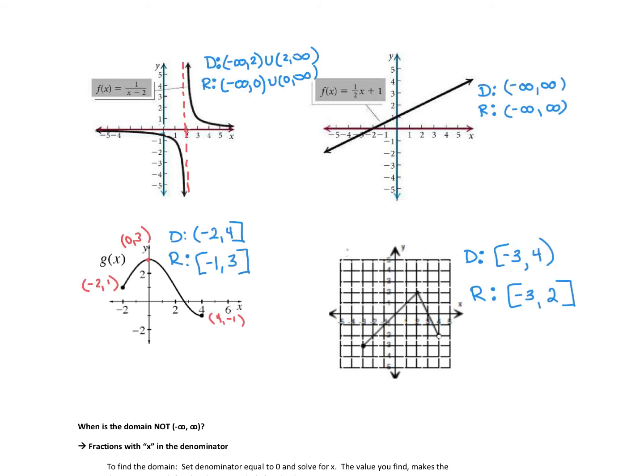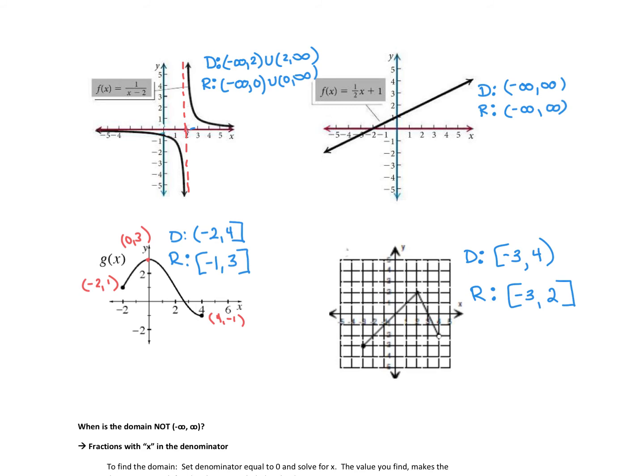Pause your video again and check yourself on the domain and range of these functions. Okay, so I've drawn in on this first one the vertical asymptote at 2. So we know that we're going to have function values up until 2 and then after 2, but not at 2. So that's why our domain here is -infinity to 2 union 2 to infinity. And for the same reason, our horizontal asymptote is the x-axis. We'll have the range as stated there. For our linear equation, the domain and the range are both all real numbers.